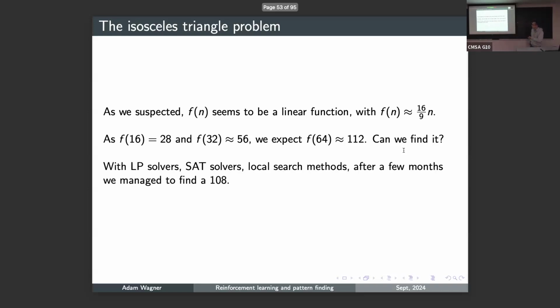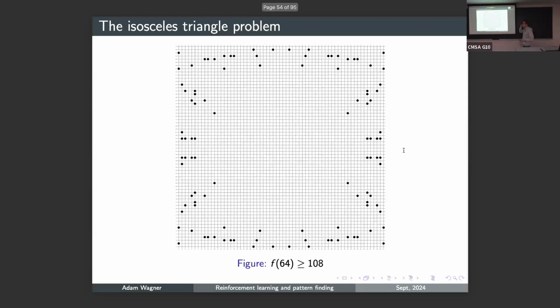So we tried really, really hard. We're hoping at this point that if we could find the best construction for 64, then we could spot what the pattern is and maybe generalize. In retrospect, we're probably a bit naive at this point. But we tried very hard to find this 112. We tried all standard methods we had at our disposal. And after a couple months, I think 3 months of trying, the best we could find was 108. So here's the construction with 108 points on the 64 by 64 grid.